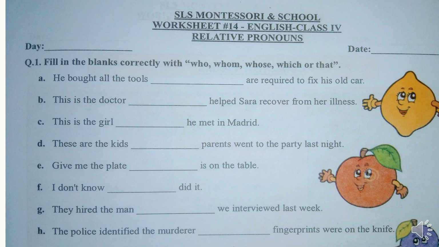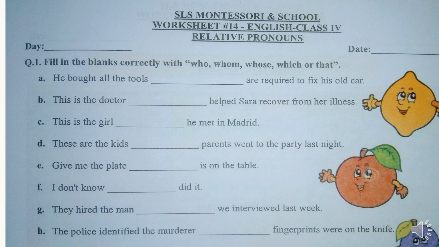Who is used for the subject of the sentence. Who is used for people who are doing the action. Whom is used for people who are receiving the action, or the object of the sentence. Whose is used to show possession, belonging or ownership. We can use which or that for objects, places and ideas.